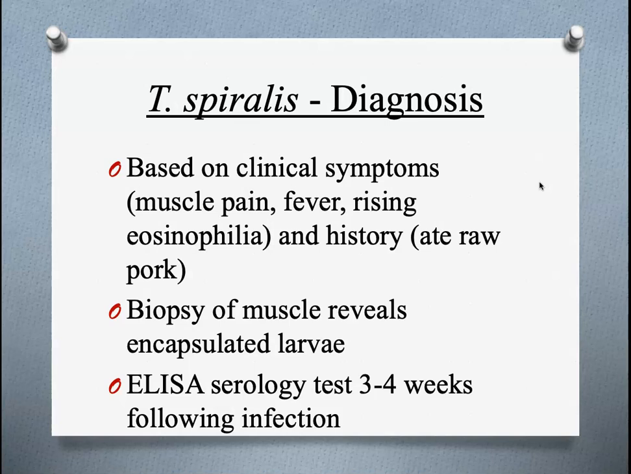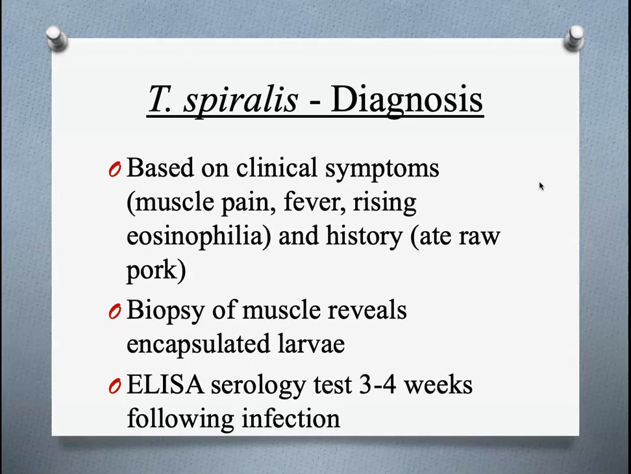The diagnosis is very difficult. It's based on clinical symptoms, which can be very varied. The symptoms can mimic other diseases. It can be just vague flu-like achiness, maybe muscle pain. There's usually a fever. Rising eosinophilia would be a big clue. But otherwise, maybe just nausea, some diarrhea, swelling, blurred vision, general weakness as it sets up in our muscles. And then, of course, history would be very important to note too.